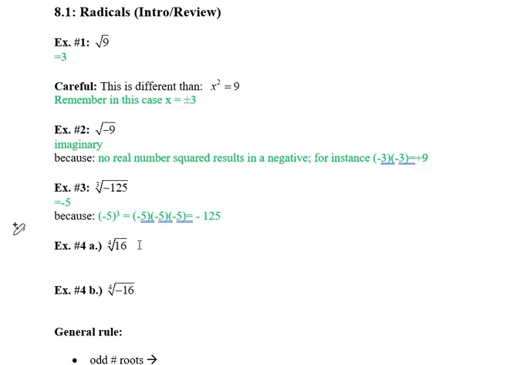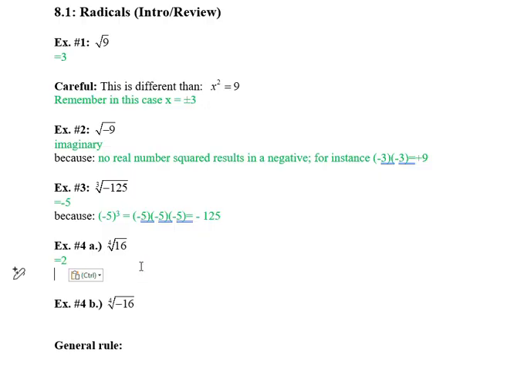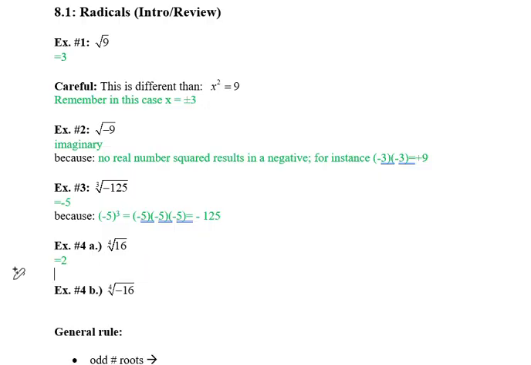So if I have higher order radicals like fourth roots, again, fourth root of 16, well, 2 times 2 times 2 times 2 gives us 16. So that is equal to 2, but if I have a negative, because it's an even number in our radical, right, fourth root, that's again imaginary.